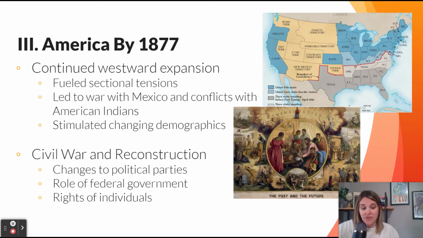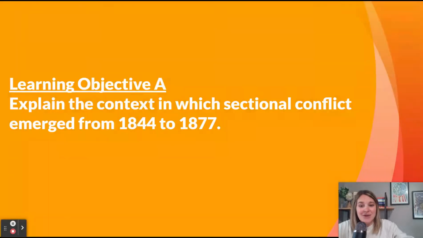The role of the federal government is going to be highly debated, whether states have the right to secede, whether the federal government is supreme. Those arguments are going to become extremely exposed during the Civil War and Reconstruction. But then, most importantly, is going to be the rights of individuals. There are going to be significant things that happen in the Reconstruction period where the rights of African Americans and the rights of women are going to be addressed. And while some things will change in regards to those rights, a lot of things will continue to stay the same.